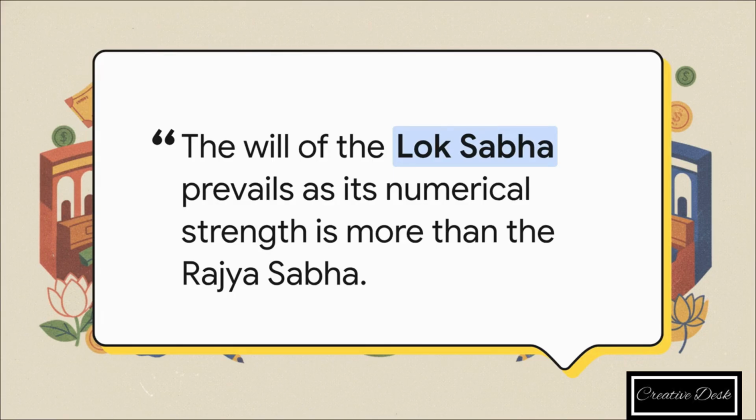Remember that math we talked about earlier? In a joint sitting, you're pitting potentially 552 Lok Sabha members against a maximum of only 250 Rajya Sabha members. Since it's decided by a simple majority vote, the Lok Sabha's massive numerical advantage means they are almost always going to win. It is literally a built-in structural trump card.